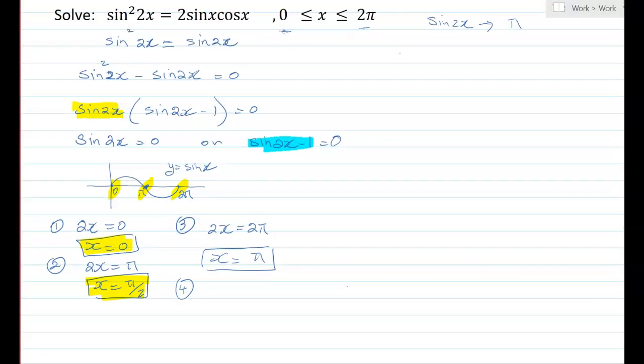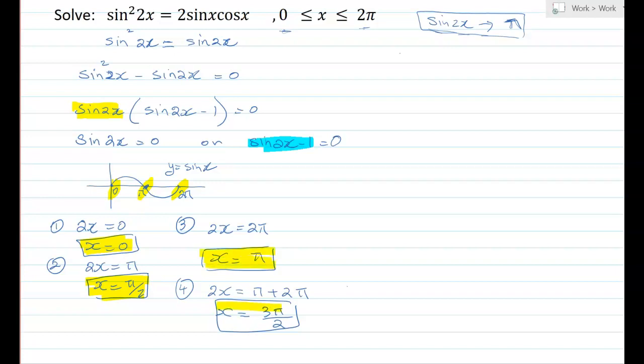And then the fourth one: we have to do 2x equals pi plus 2 pi, because the period of the function sine of 2x is actually pi. The double angle makes the period half of the original 2 pi, and that's what you will get. When you solve this, x will be equal to 3 pi over 2. Okay, that's it. Now we got 4 solutions for the first equation.